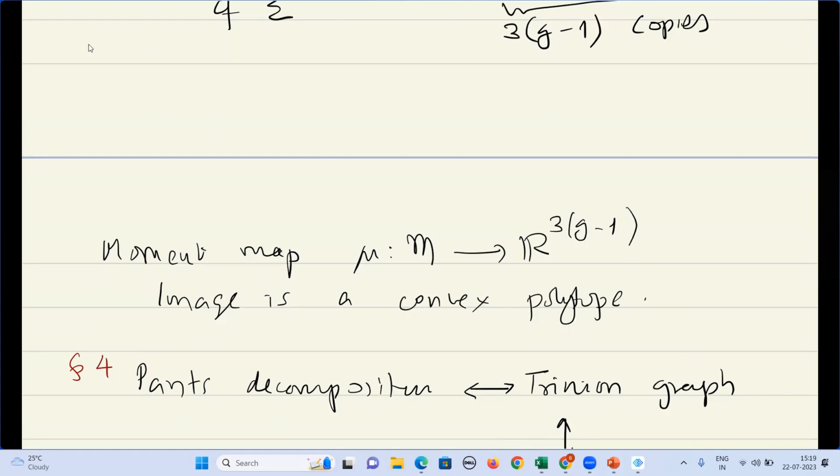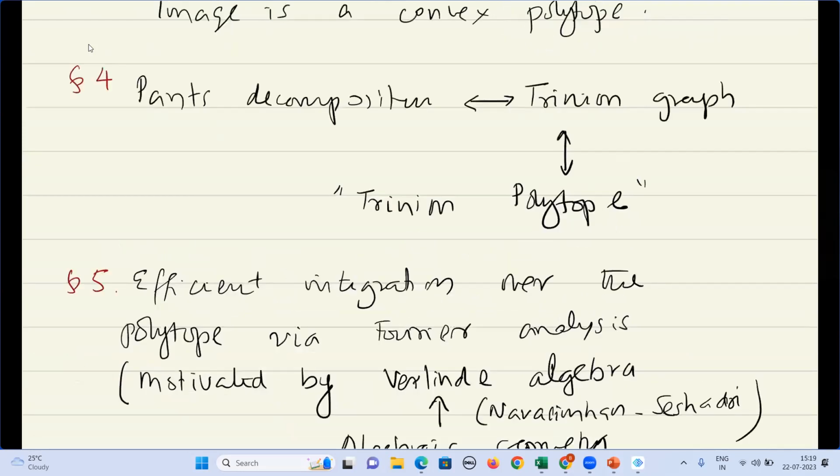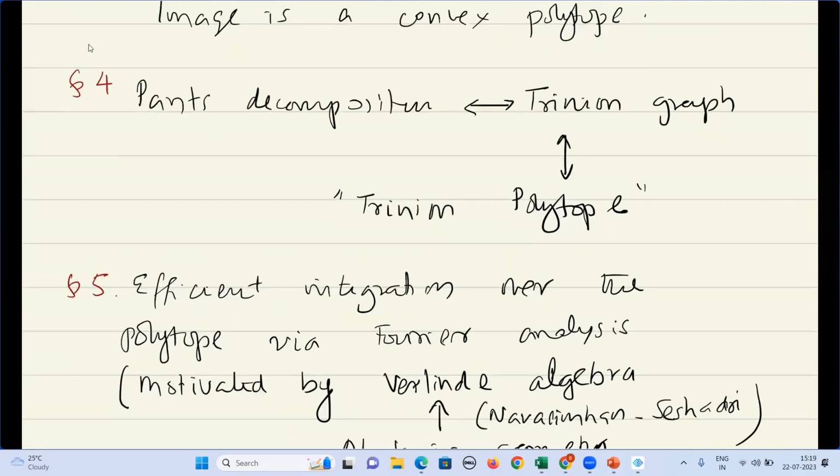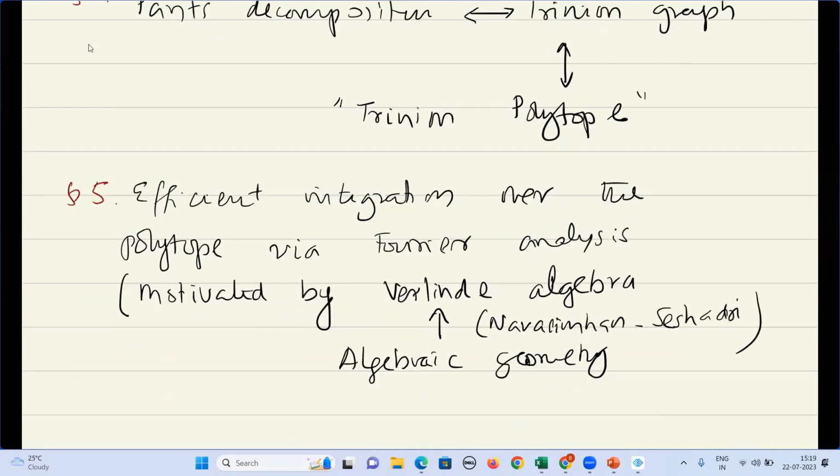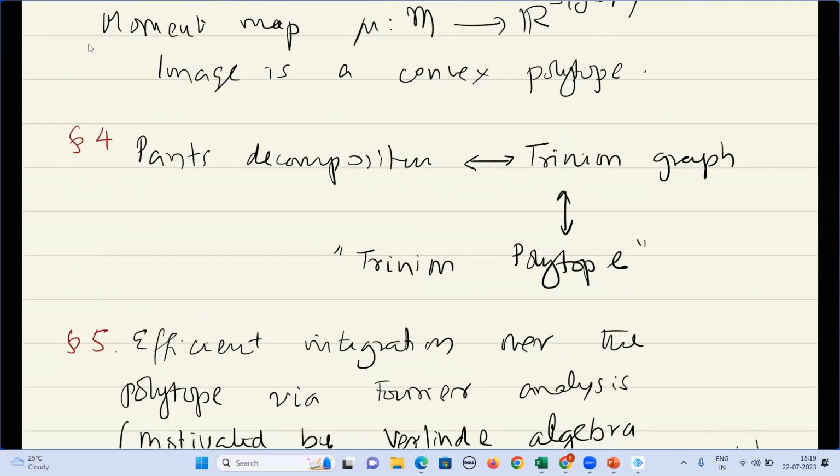Okay. So section 4 is devoted to actually explaining what one means by the Pants decomposition, and associated to the Pants decomposition is a trivalent graph. In this case, it's called a Trinion graph, and associated to that, purely in terms of the graph, there is a Trinion polytope, and in fact, the image of the moment map is this Trinion polytope. So this will be explained in section 4.